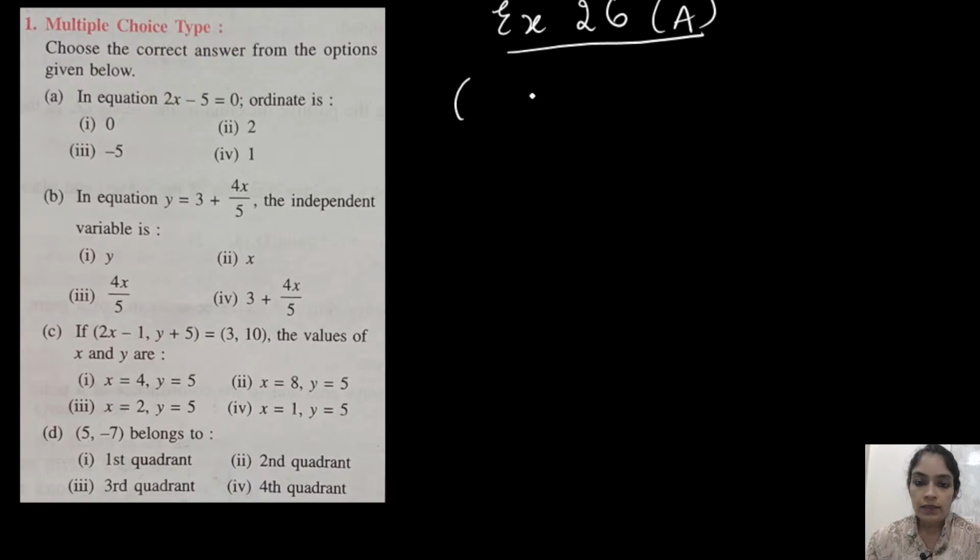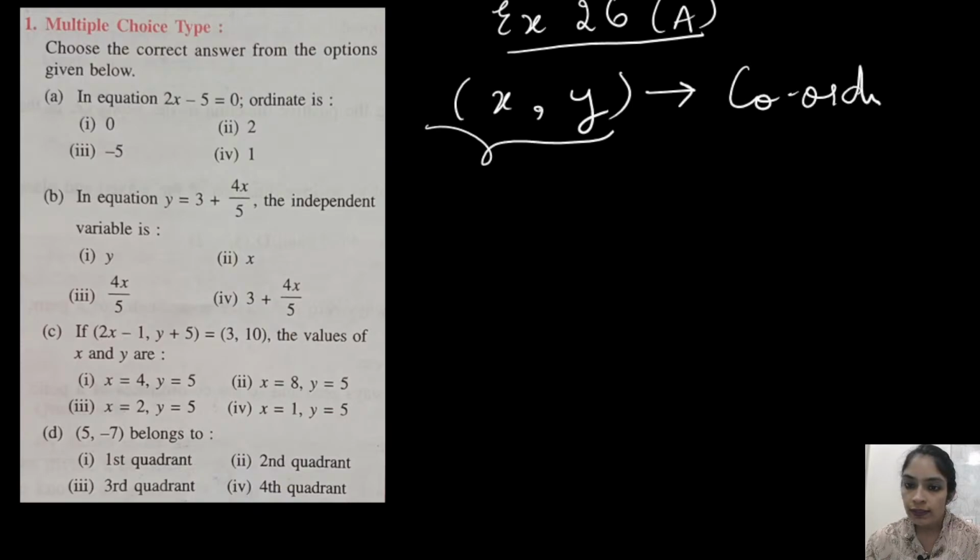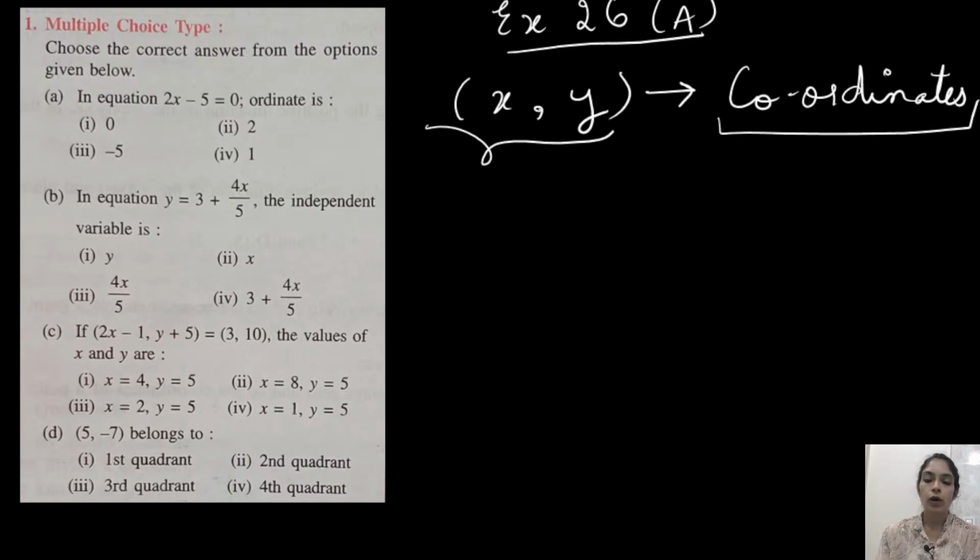So an ordered pair is this, a comma b, and it's better to write it as x comma y. Altogether these two are known as coordinates, because we are dealing with coordinate geometry. In coordinate geometry, we study coordinates and their locations. So together this ordered pair is known as the coordinates.